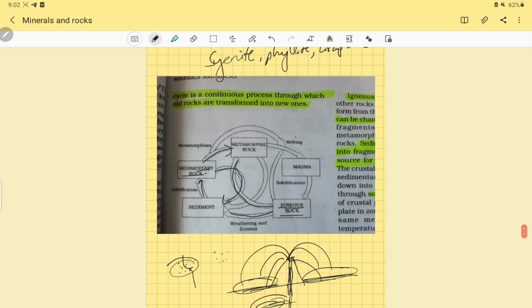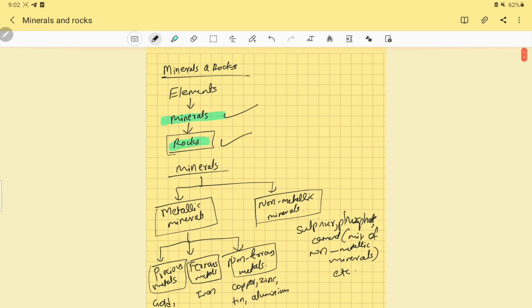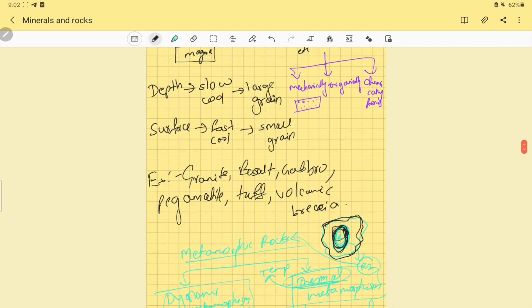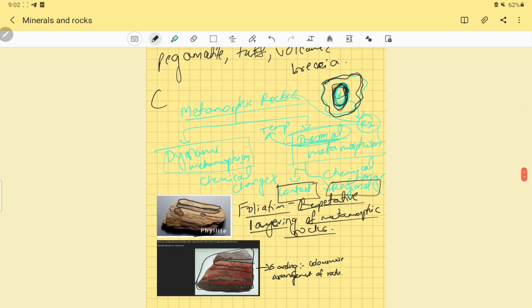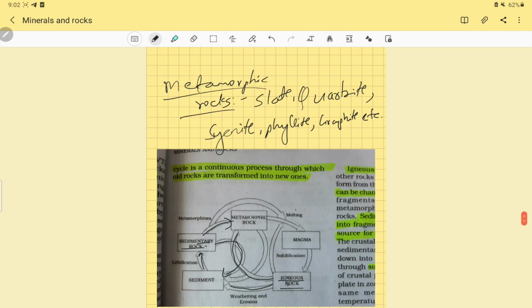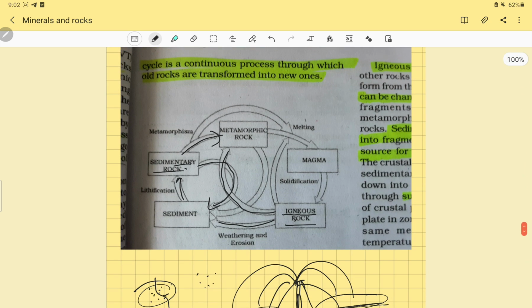So let me write here metamorphic rock, just a minute. See here, we have written, right? Let's write here, what is metamorphic rock? Change in form of rock is metamorphic rock. Okay, many people have confusion between sedimentary rock and metamorphic rock. Sedimentary rock is formed from sediment. Metamorphic rock is formed when a particular rock undergoes a change in form. Okay, that's a metamorphic rock.